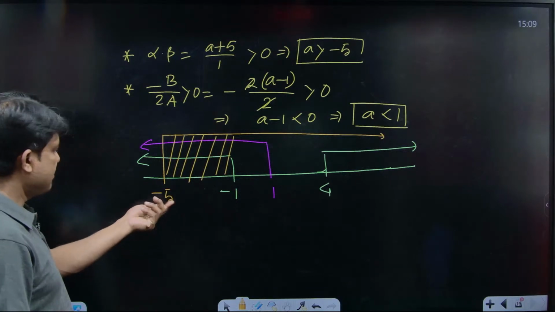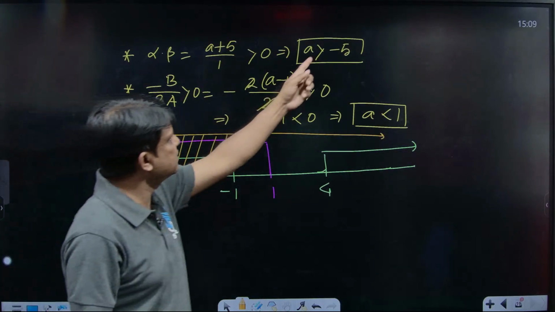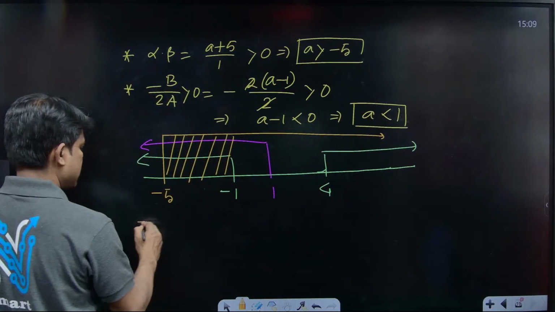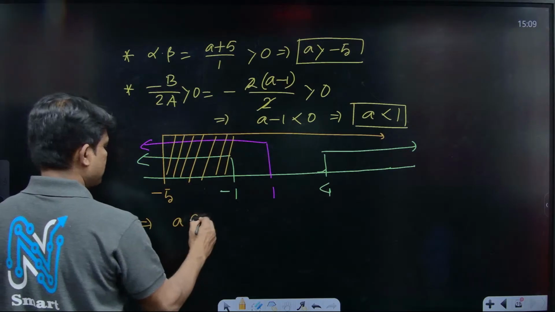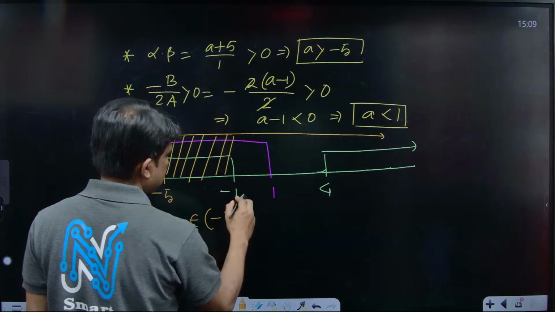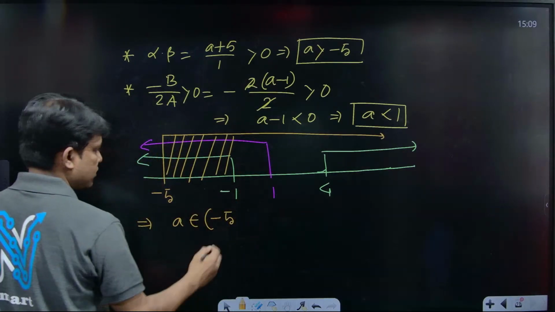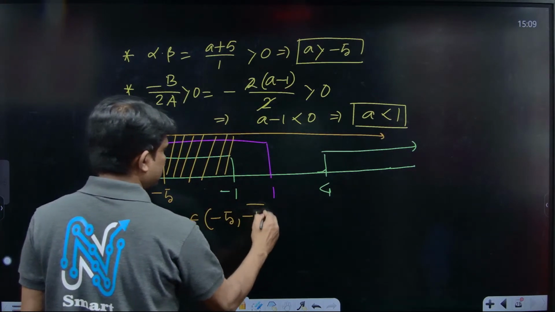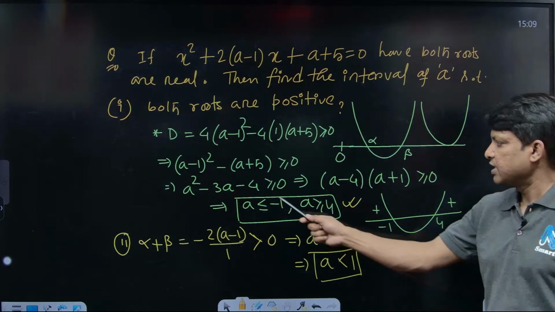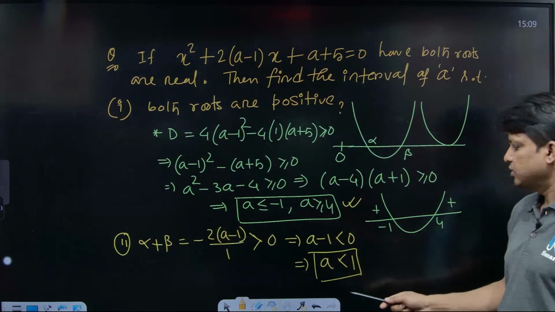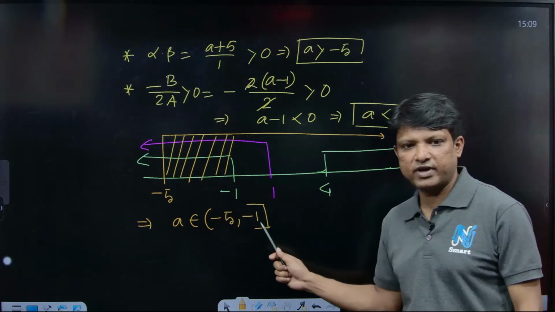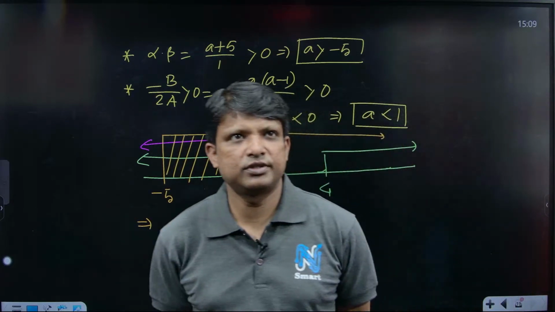A greater than minus 5 and a strictly less than 1, both roots are positive. That means a belongs to the open interval minus 5 to minus 1, because minus 1 is closed. Check the interval for the quadratic: discriminant greater than or equal to 0, so a less than or equal to minus 1. So we have to take a closed interval. Understood?